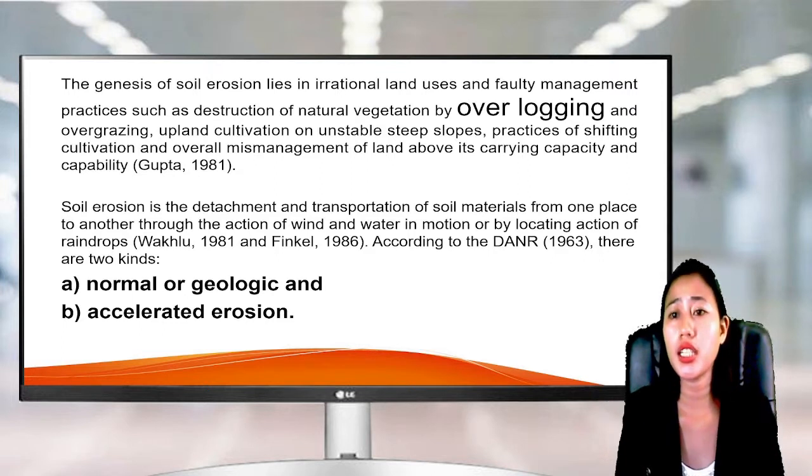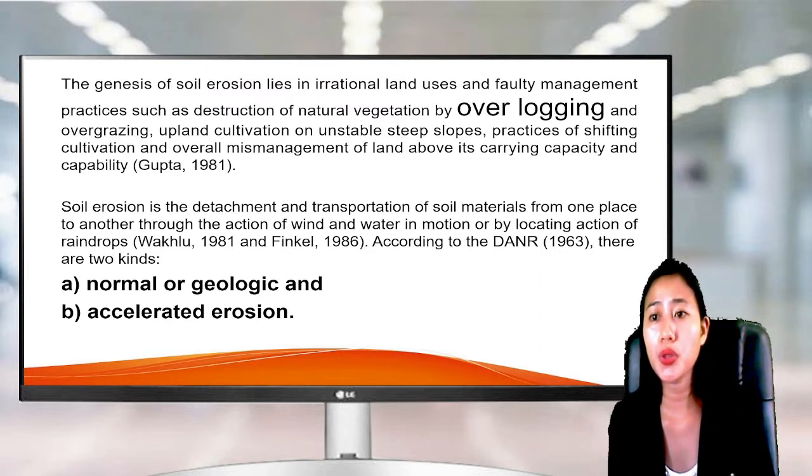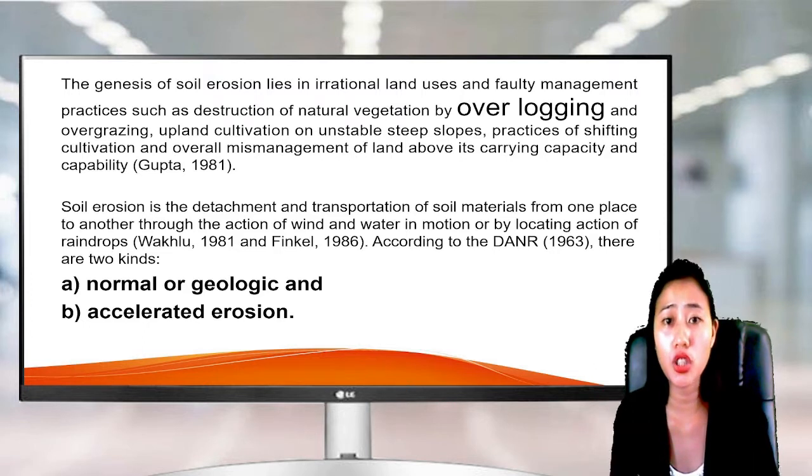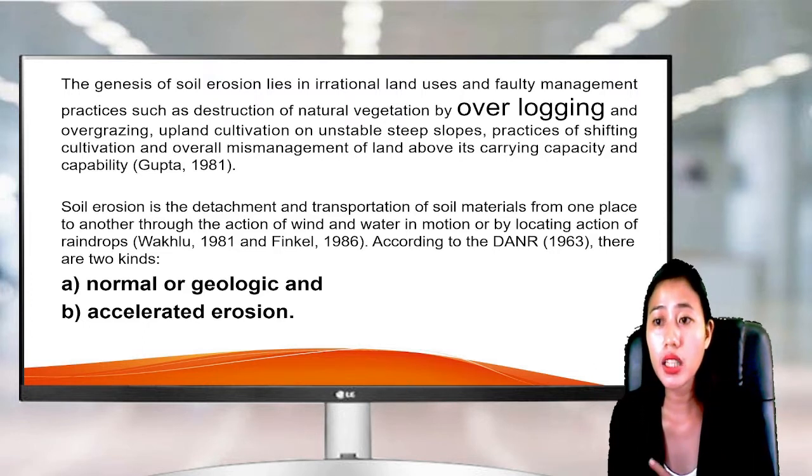The soil erosion is the detachment and transportation of soil materials from one place to another through the action of wind and water in motion or by the splashing action of raindrops. So that is according to Waklo in 1981 and Finkel in 1986.